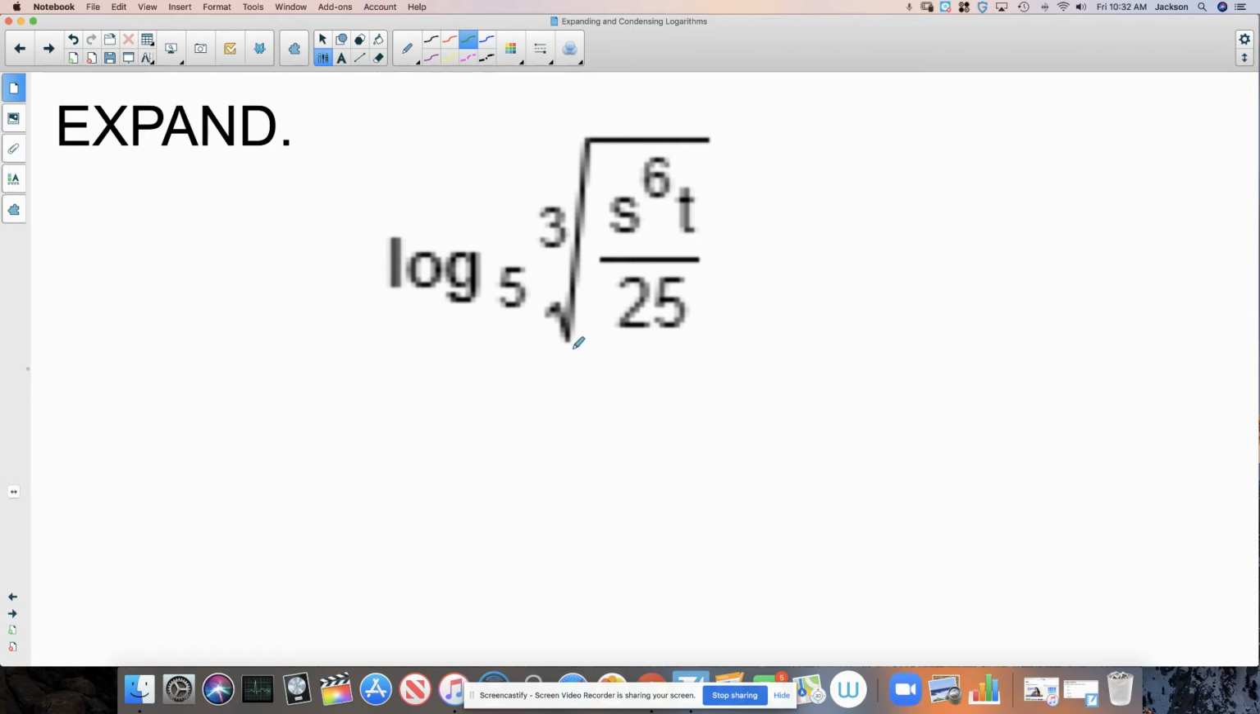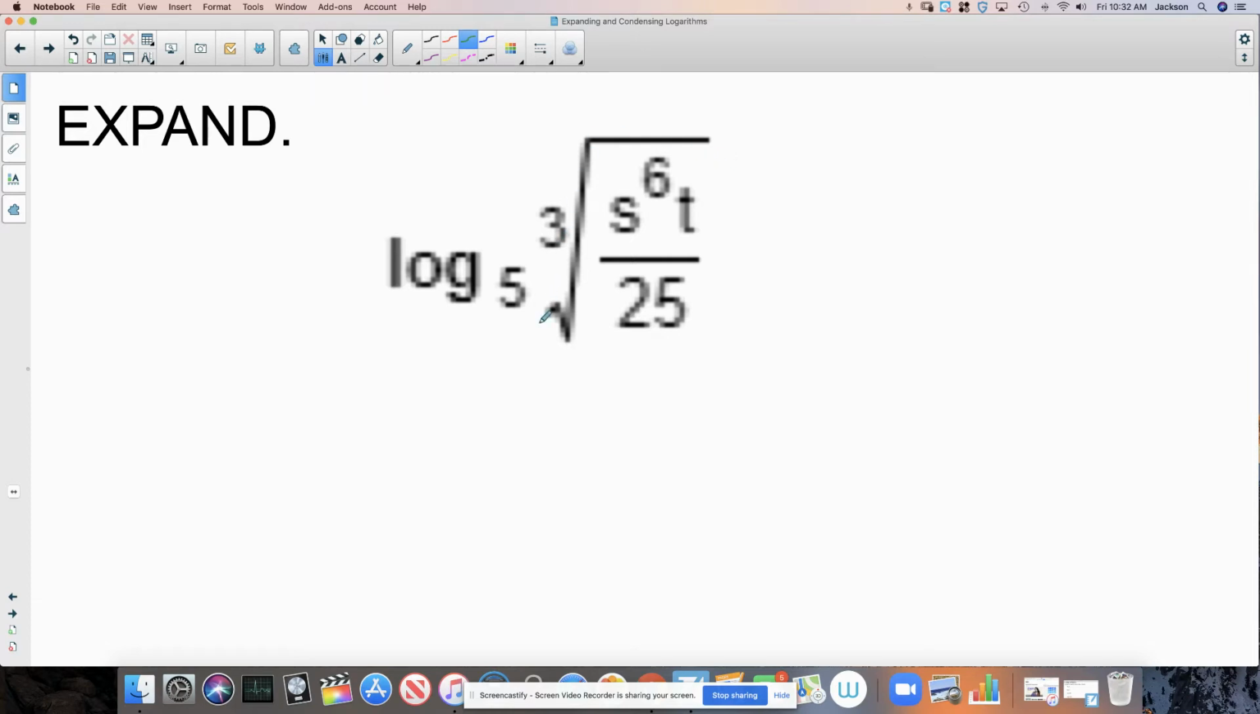Okay, another expansion problem. Lots of tiny numbers and letters in this problem, right? So kind of hard to keep track of what's what. The 5 here, that's the base of this logarithm. Okay. The 3 is the index of this radical.